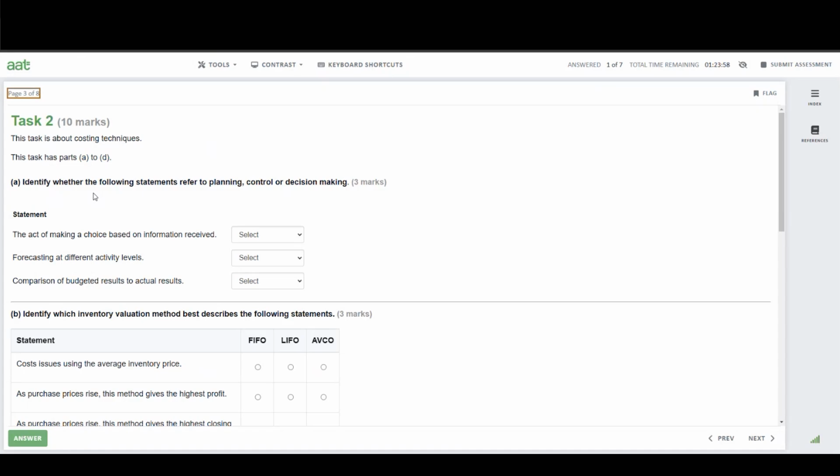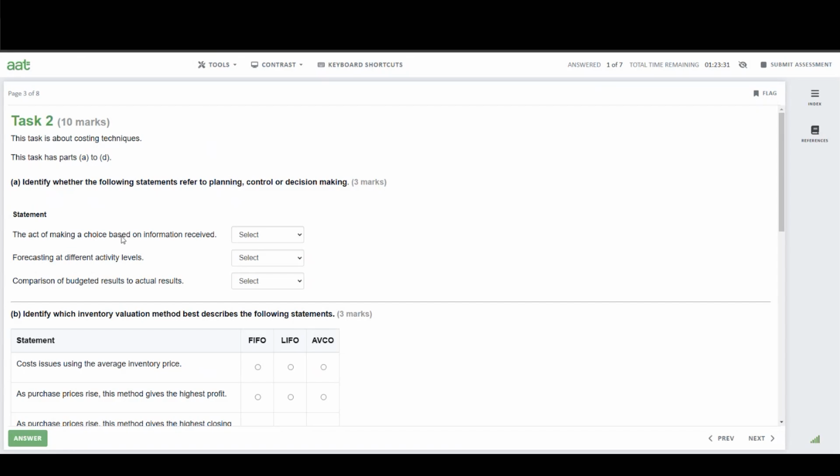So we're required to identify whether the following statements refer to planning, control, or decision making. So these are the purpose of management accounting, aren't they? The purpose of management accounting is to help the business to plan, control, and make decisions about their activities. So we've got some statements, and we need to click on the option of either planning, control, or decision making.